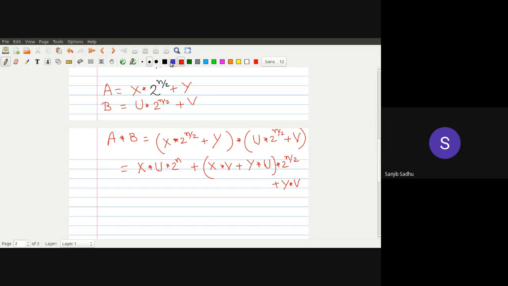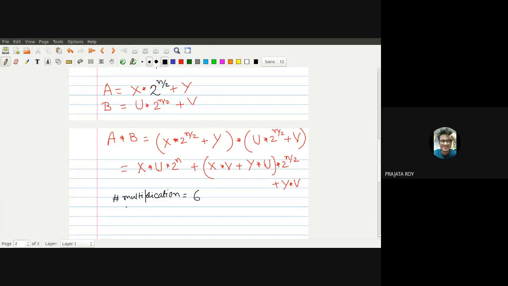Now how many multiplications do you have? Number of multiplications, you tell me. How many here? Sir, 4. Anyone else? How many multiplications are there total? Actually 5, sir, if you are counting X into U as one multiplication, and X into U into 2 to the power n as another. Yes. So 5. Sorry, so 6.